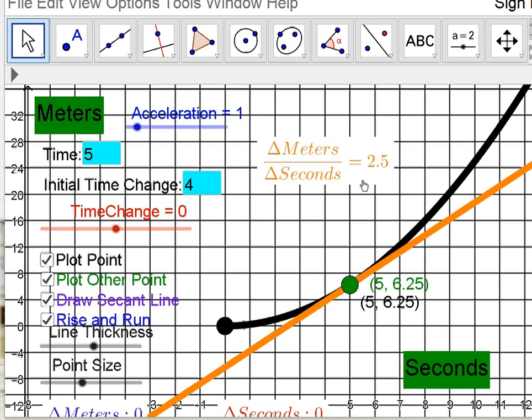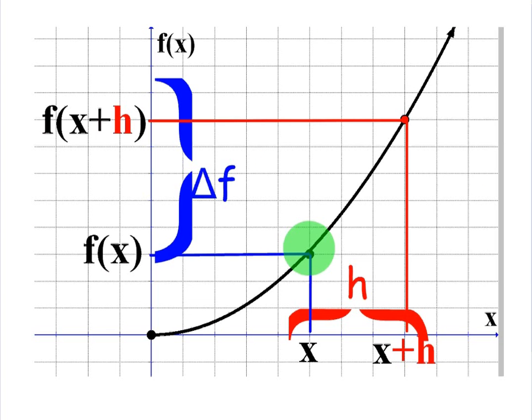So we're going to go ahead and take a look at this graph, but we're going to break down what we just did with some variables, and we're going to use these variables to come up with a formula for the derivative, which again is called the difference quotient.